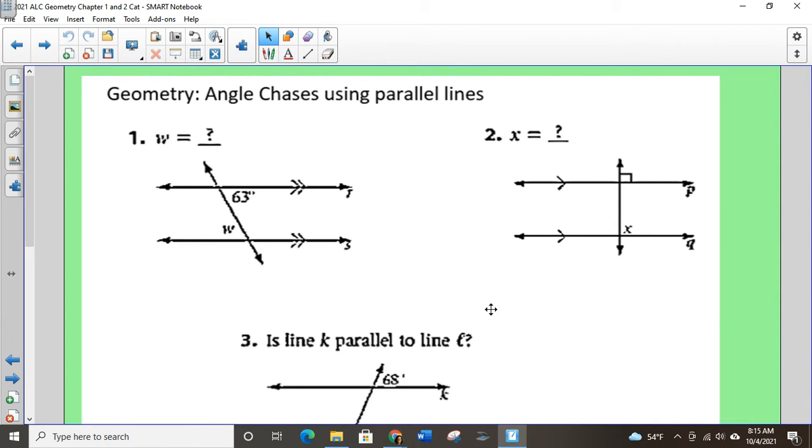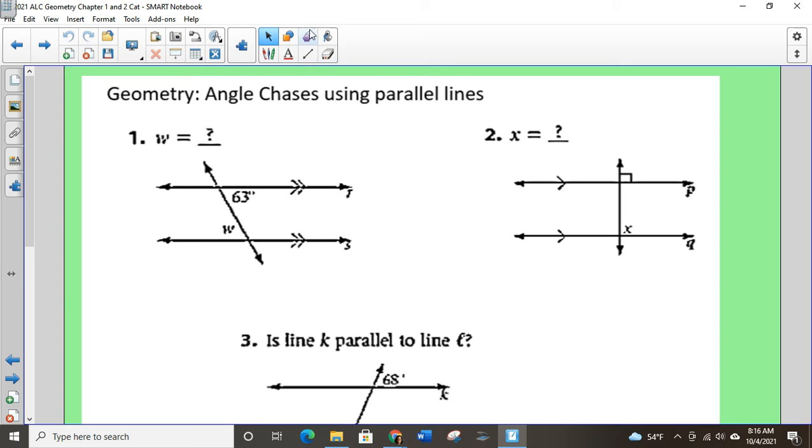Hopefully I'll be back tomorrow. We're going to go through the notes that I would have done with you if I was there. Keep in mind, we were studying parallel lines on Thursday and Friday, and we discovered some interesting facts about what happens if the lines are parallel. So we're going to run through this together, and then you can work on the angle chase on the second page. Here we go. All right, so geometry, angle chases using parallel lines.